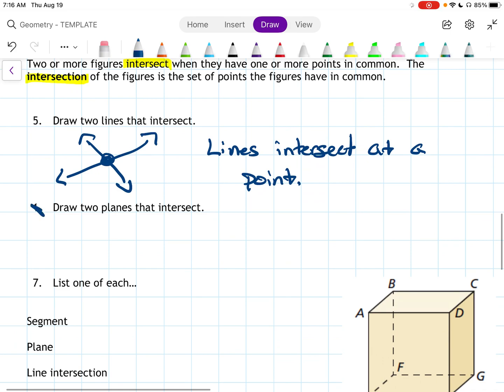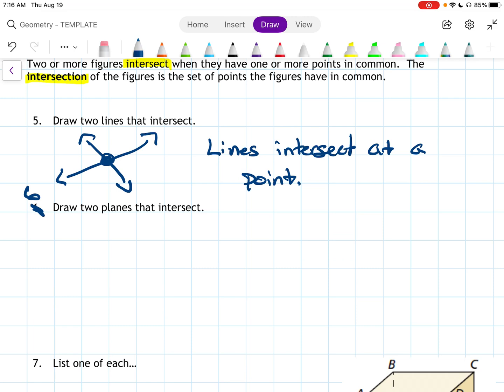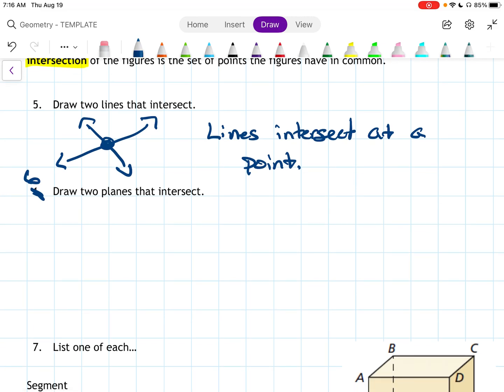Next up, and this is supposed to be number 6, draw 2 planes that intersect. Now, planes are kind of weird to draw, okay? Let me try to do my best. We're going to have like a little rectangle thing here. And I'm going to have it intersect on that bottom line there. We're going to have the other one coming out kind of like this. Let me see if I can do that just a little bit better. Yeah, maybe that's a little bit better.